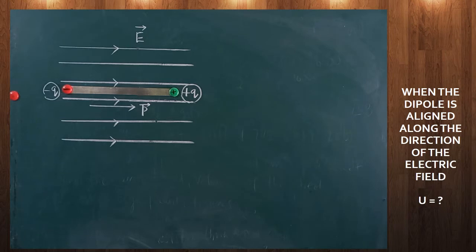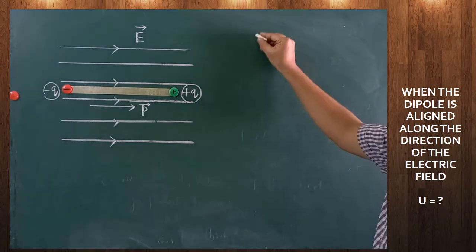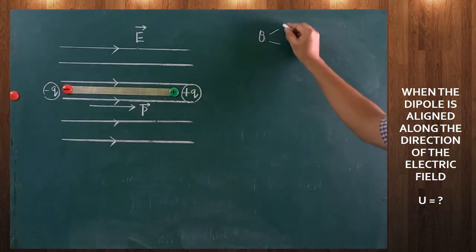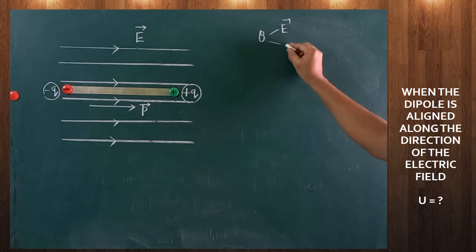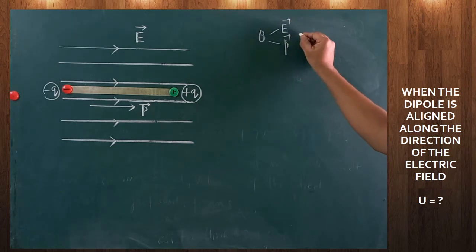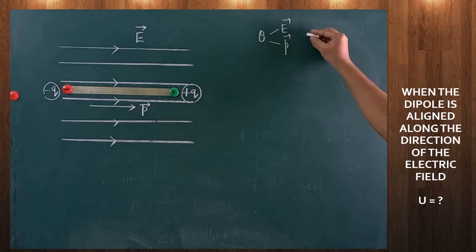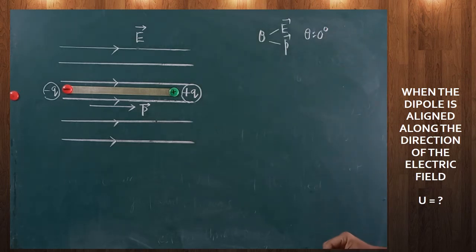So in this position, how do we find the electrostatic potential energy? What is the formula? Look at that. Theta is the angle between which two? The electric field and the dipole moment. That is very important. The angle between P and E determines the electrostatic potential energy. So theta is 0, and the dipole is aligned along the direction of the electric field.